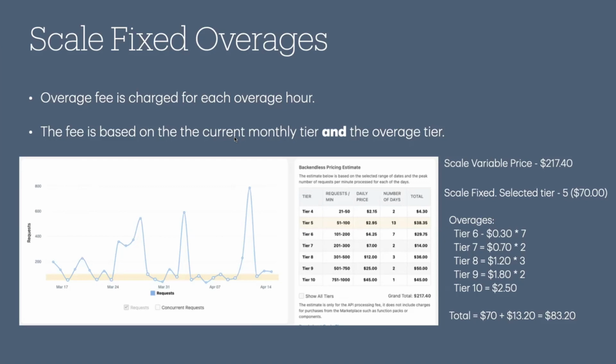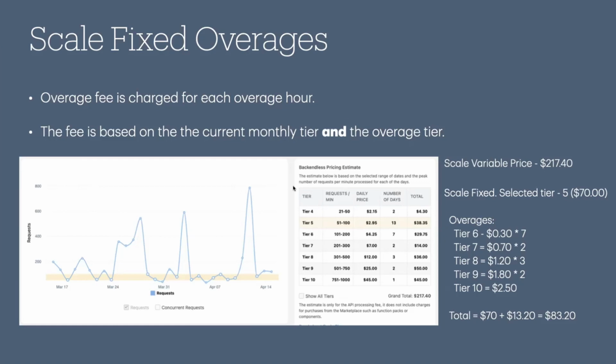So what we are doing is the hourly overage fee is lower. Like, let's say if you're in tier 5 and it goes into tier 6, then that hourly fee is going to be the lowest for tier 5. If you're in tier 1 and it goes into tier 6, then the hourly fee is going to be higher. And I will demonstrate it over the next couple of slides.